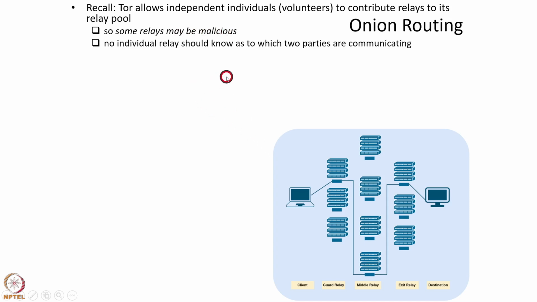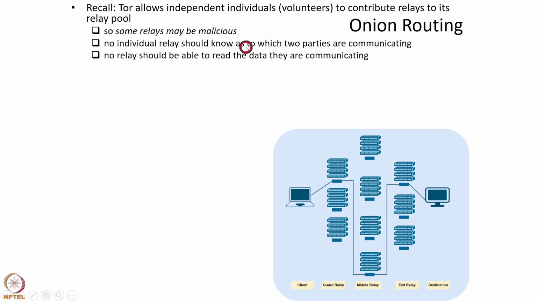No individual relay should know which two parties are communicating. Hence the use of three relays as opposed to only one relay. So if only one relay were used instead of three relays, then if that relay were malicious, it would know who is communicating with whom. And it could disclose this information to others. So hence the use of three relays, so that even if one of them is compromised, even if one of them is malicious, no one knows who is communicating with whom.